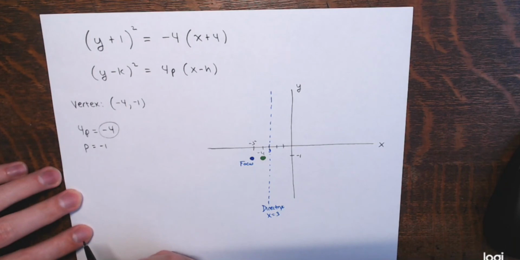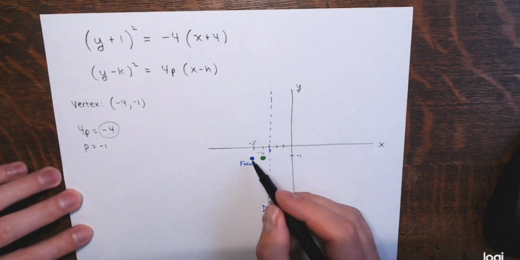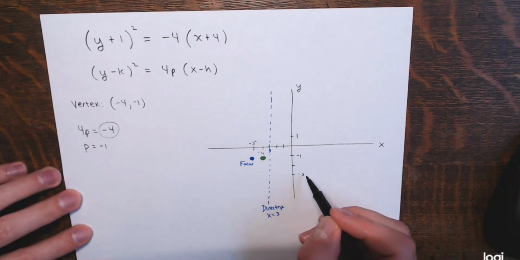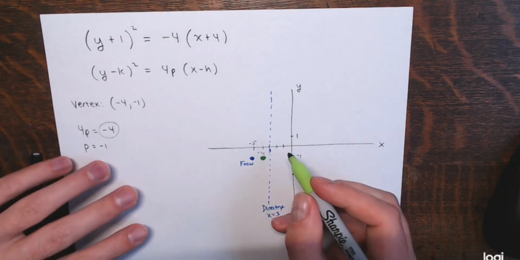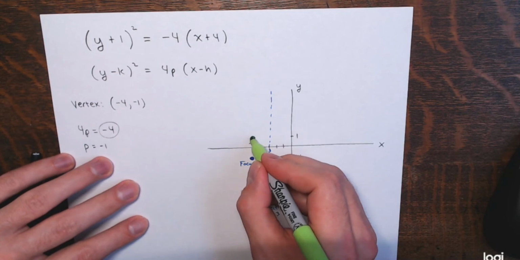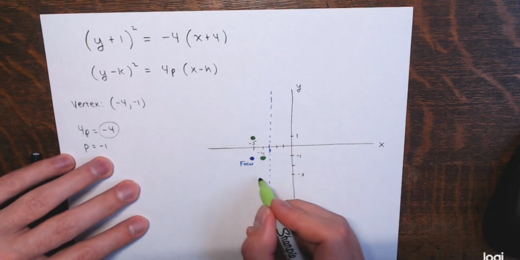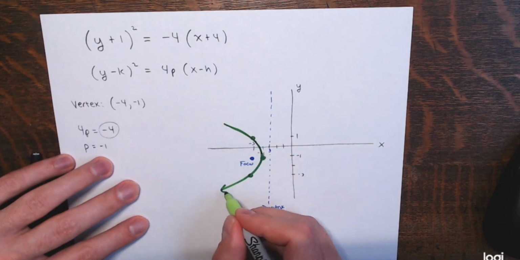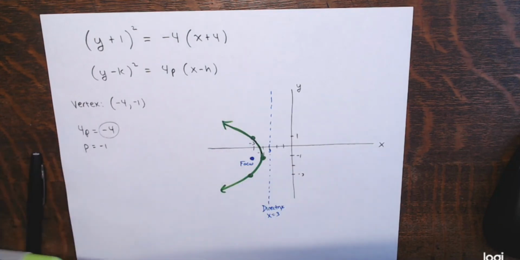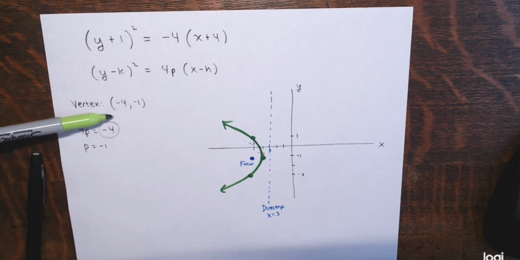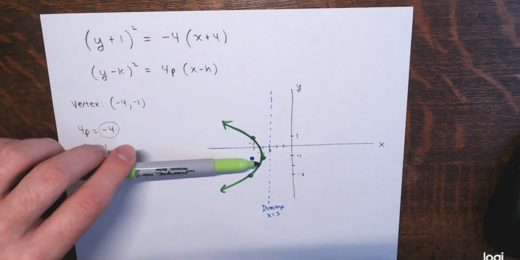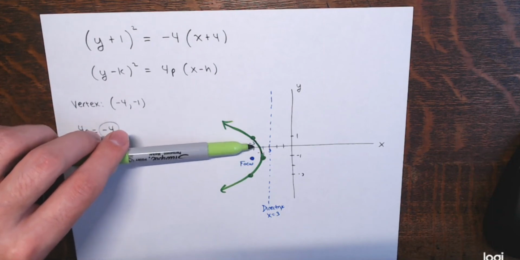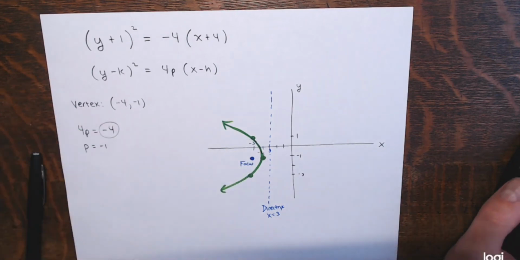So I just cut that in half and use symmetry. From the focus I go up 2 units and then down 2 units, and we get the ends of the latus rectum at negative 5, 1 and negative 5, negative 3. And there's enough to draw a rough sketch of the parabola. So vertex, negative 4, negative 1, and then the ends of the latus rectum are at negative 5, 1 and negative 5, negative 3, and it's some parabola opening left.